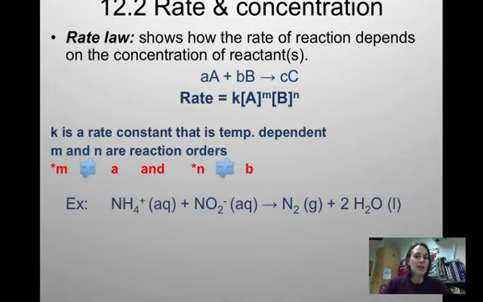So I have an example equation here. I've got ammonium ions reacting with nitrite ions in solution, and they're going to come together to form nitrogen gas and water. The rate law that I write for that equation is really simple. I take the concentration of ammonium ions raised to the m power times the concentration of nitrite ions raised to the n power. That's just the general form for right now. We're not solving anything yet.